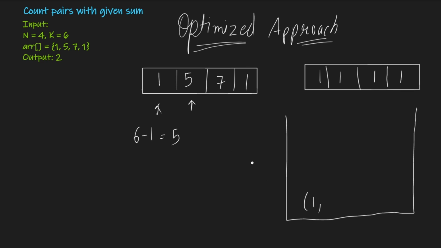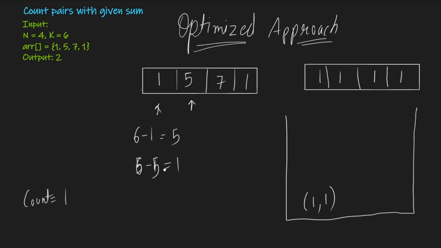So what is the frequency of 1? That is only 1. Now what do we have? 5. 6 minus 5 is equal to 1. We have 1 here and the frequency is 1. So we are going to increase the count, which is basically 0 to 1, the frequency.